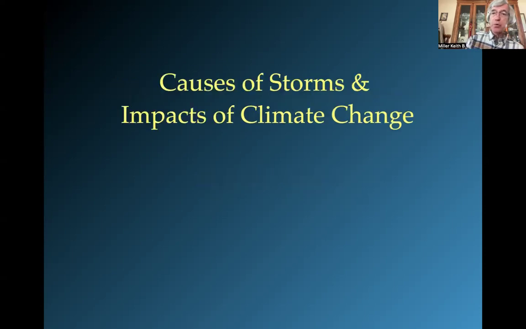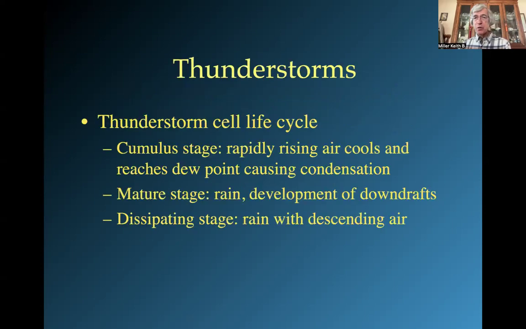So in this part, we're going to concentrate on the relationship between increased global warming, the impacts of current climate change, on storm events. So let's look at thunderstorms. We first take some time to understand how thunderstorms are formed.